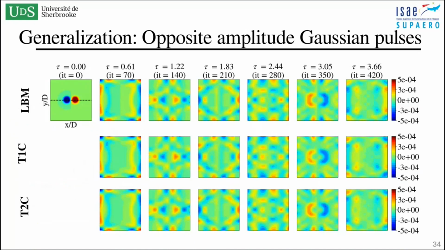Then let's study the generalization capacities of this neural network approach. We are going to study some initial conditions that were not present in the initial training database. In this case, it is Gaussian pulses of opposite amplitude. As you can see on the left, we set two Gaussian pulses of opposite amplitude. When we evaluate the T1C and T2C cases, we see a very good agreement in both cases.